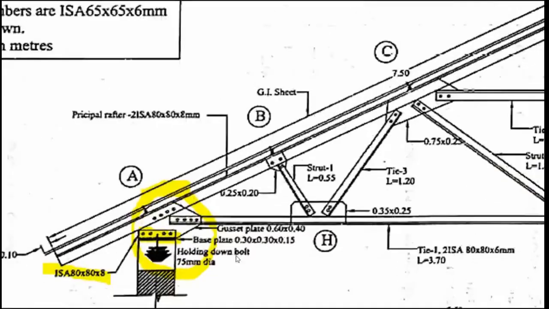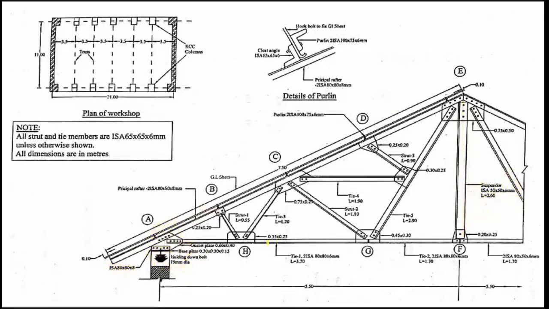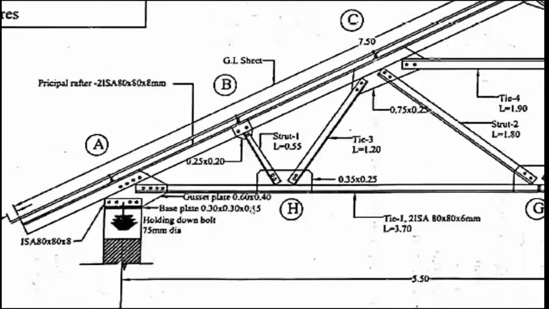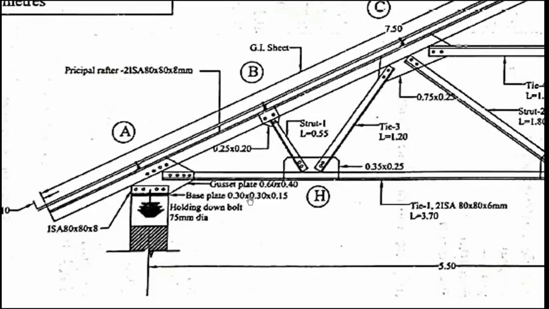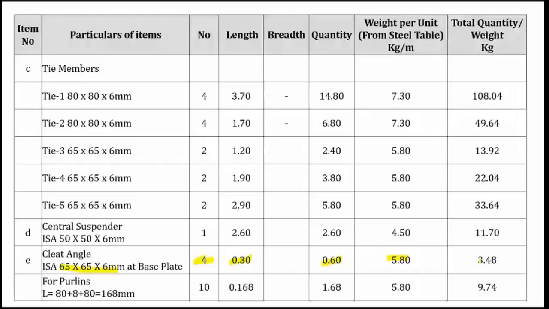How will we come to know? So you can see now the base plate is of size 0.3 by 0.3. You can see this support size in the x direction is 0.6, and perpendicular to this it is 0.3 by 0.3. This is the size of the support. So what is the size of the support? That much size will be the size from here till here. This length of angle will be 0.3 meters. So this will be 0.3 meters. If you multiply, you will get the total quantity or weight of this cleat angle.